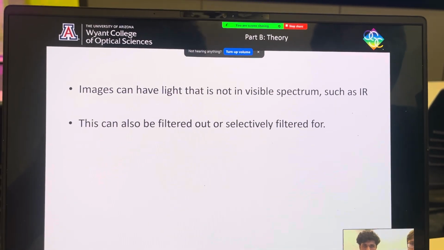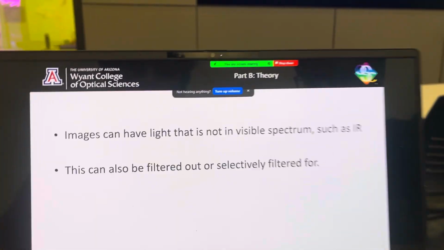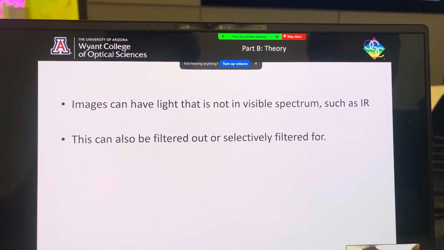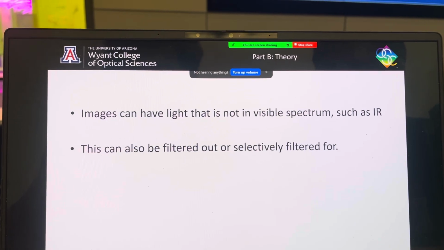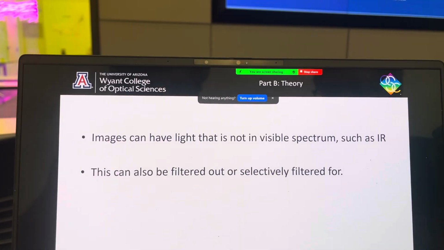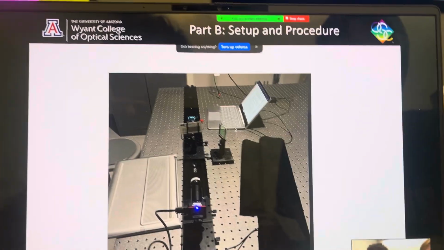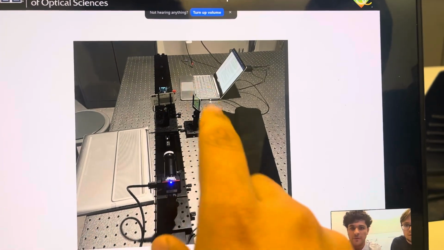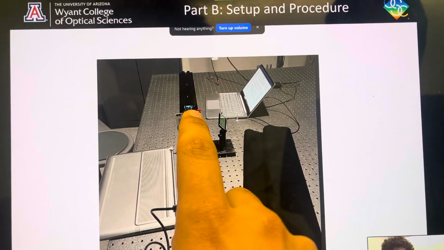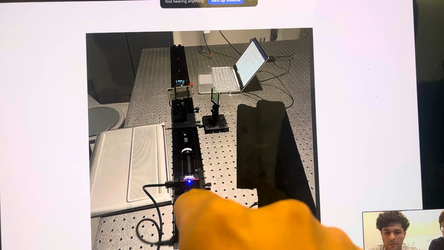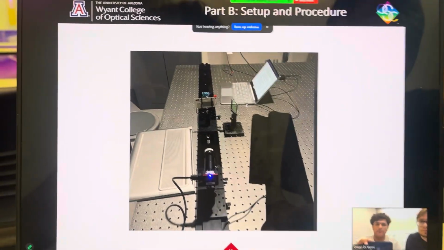So this is the theory for part B. We have images that can contain light that is not in the visible spectrum, such as IR. This can also be filtered out or selectively filtered for. So this was the setup for part B. We had a filter, an IR laser, and a camera to record the image.